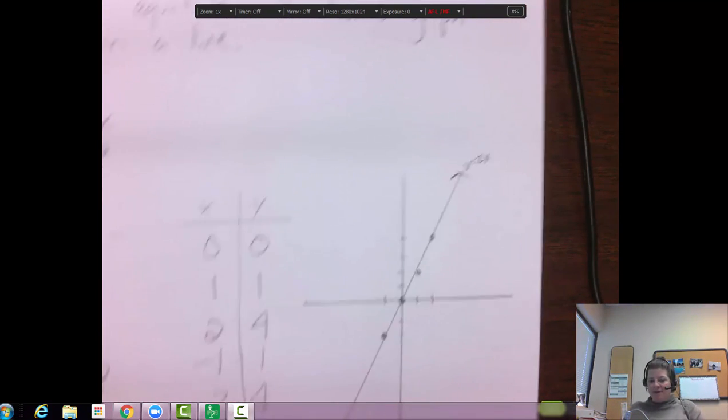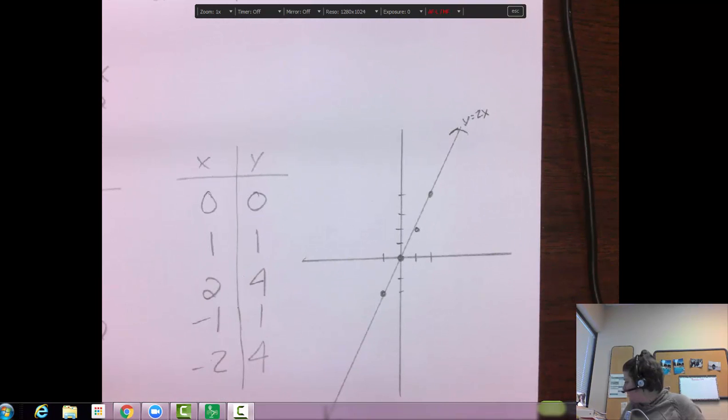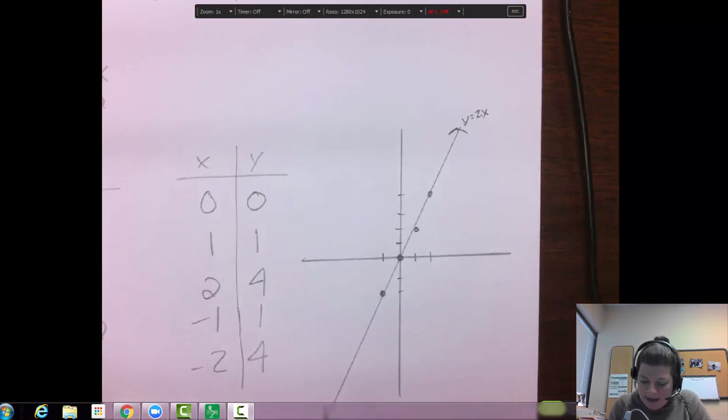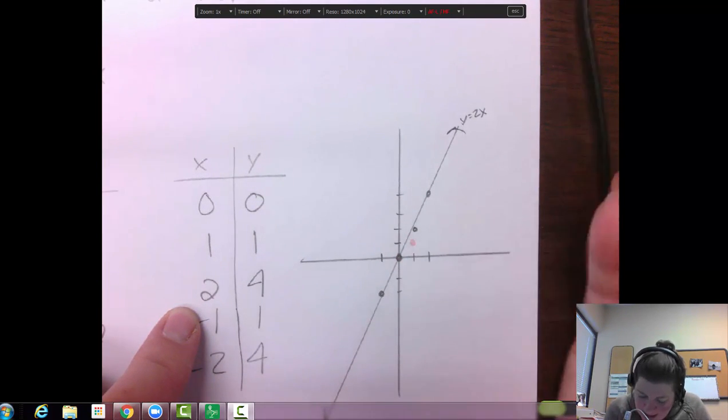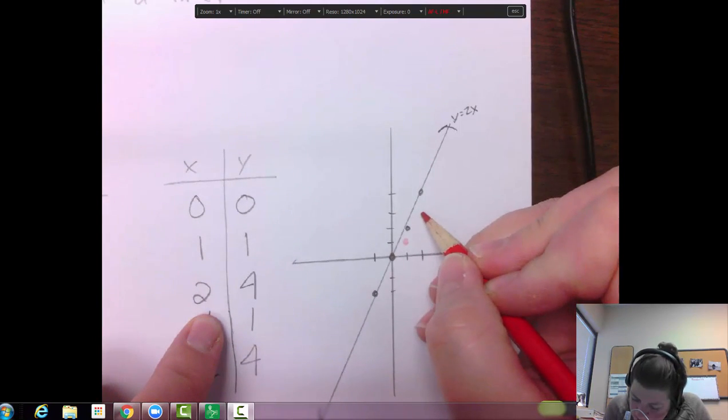And now let's graph our other points, and I'm pretty sure I had another color over here somewhere. Or I used to. Oh, yep, here's my red one. Okay, so we have 0, 0. We have 1, 1. 2, 4.